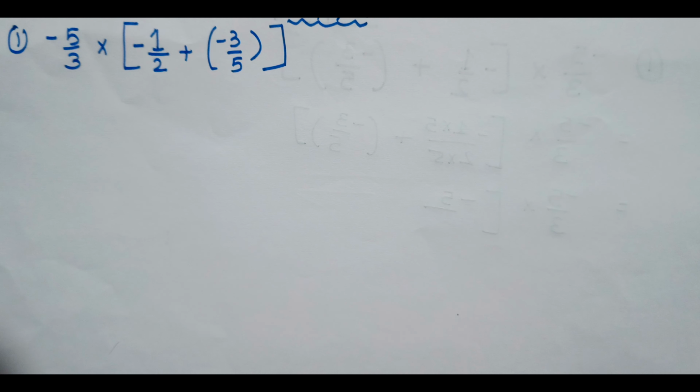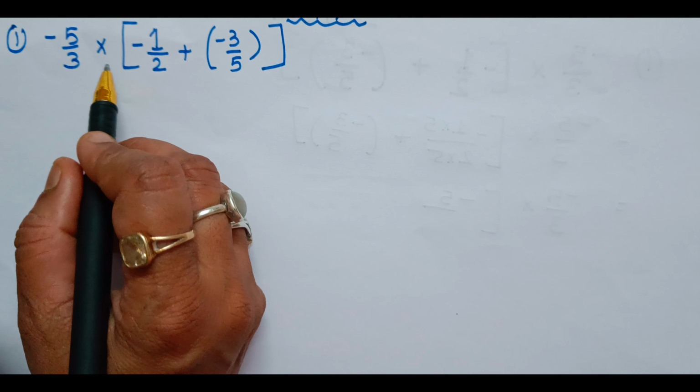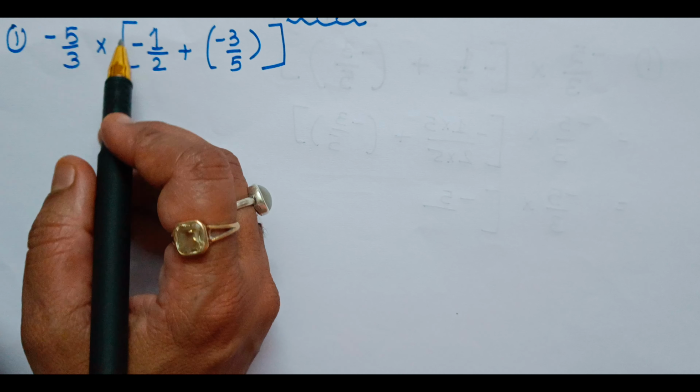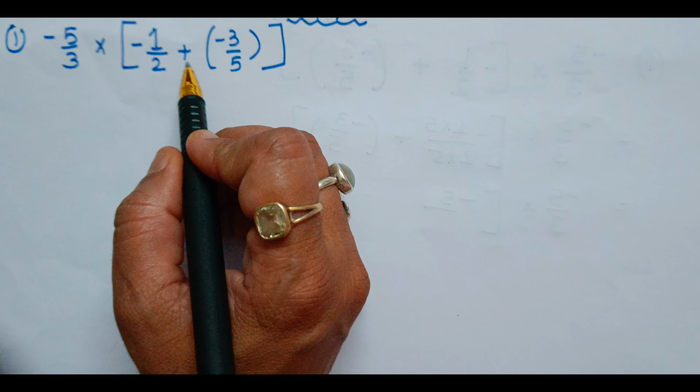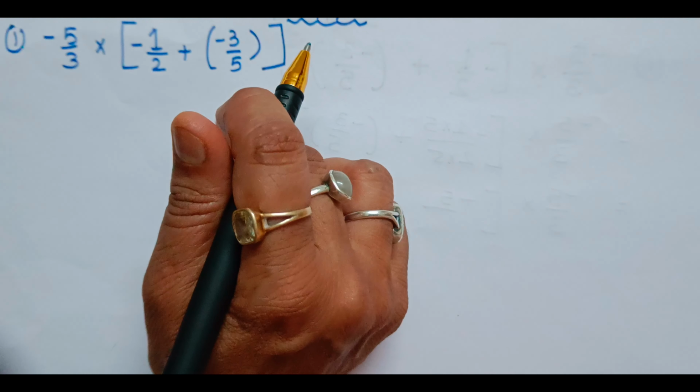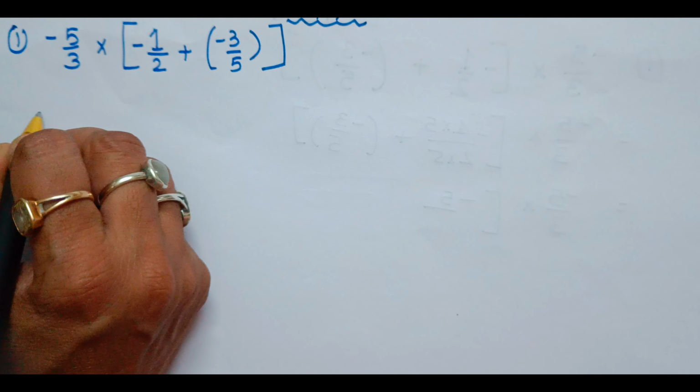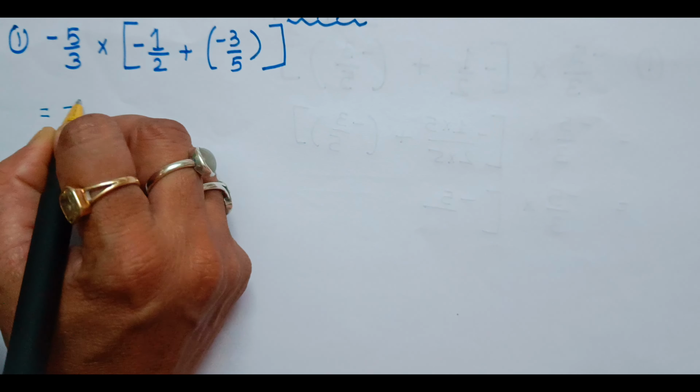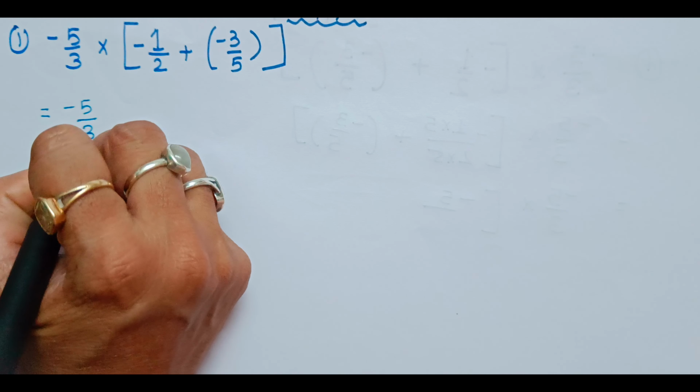Today we simplify the sum problems. Here, minus 5 by 3 multiplied by, in the bracket, minus 1 by 2 plus minus 3 by 5. We simplify this problem. It is equal to, first we simplify the bracket.